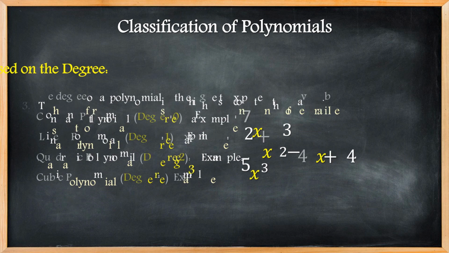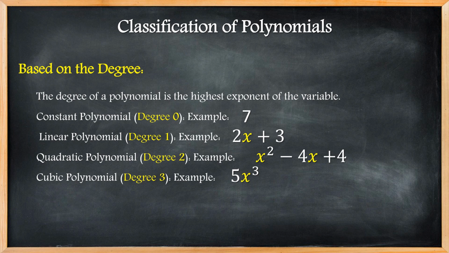Next, we can classify polynomials based on their degree. The degree of a polynomial is the highest exponent of the variable. A constant polynomial has degree 0, like 7. A linear polynomial has degree 1, like 2x plus 3. A quadratic polynomial has degree 2, like x squared minus 4x plus 4. A cubic polynomial has degree 3, like 5x cubed.